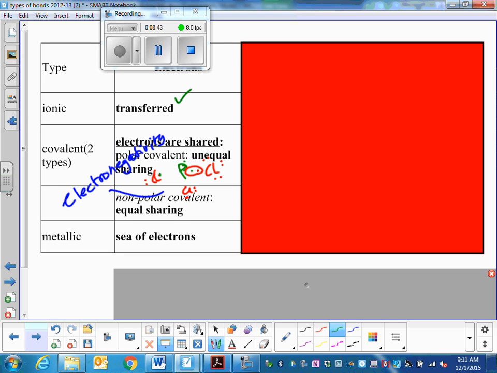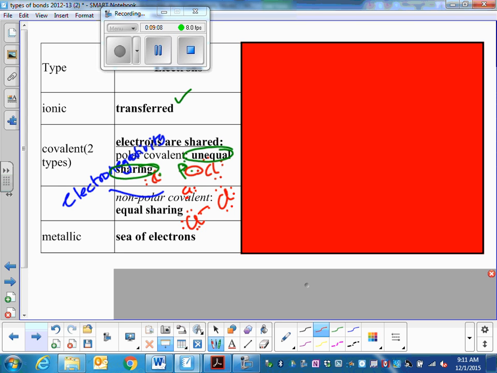Chlorine pulls the pair of electrons. So even though there is sharing, we say there is unequal sharing. Unequal sharing leads to polar compounds. Does that make sense? But if I take, say, 2 chlorine atoms, chlorine has 7 and one more chlorine has 7.